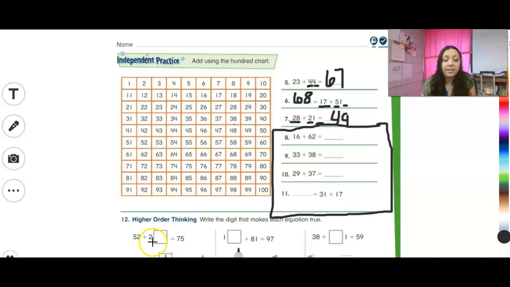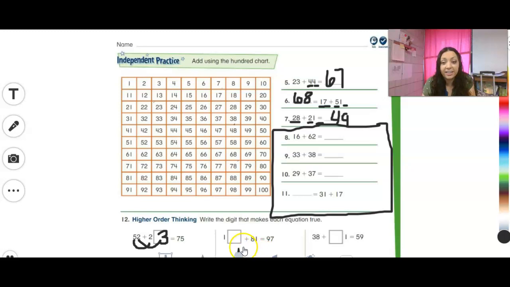Okay, down here, these are some higher level thinking. So it wants us to figure it out. It says 52 plus 20 what equals 75. So look, I know 5 plus 2 equals 7. So 2 plus what equals 5? Let's think about it. I got to get from 2 to 5. 2, 3, 4, 5. 3. So 52 plus 23 would equal 75.